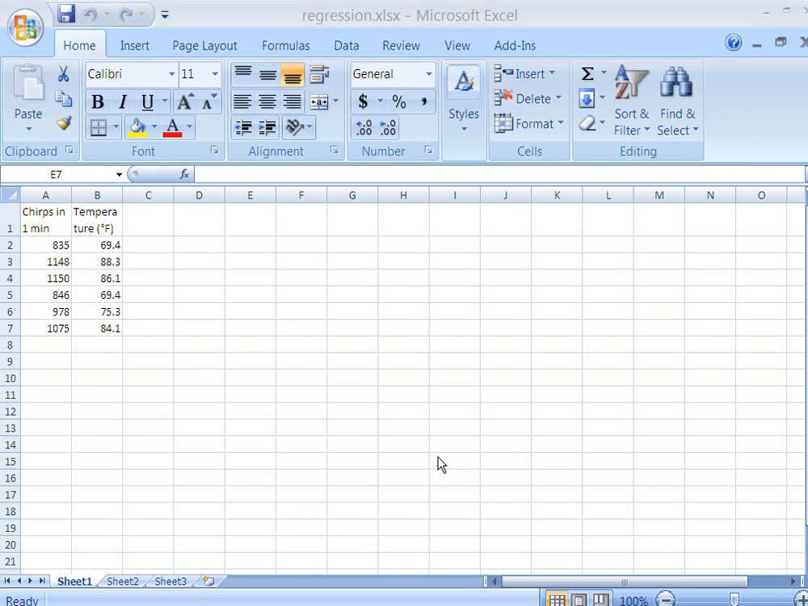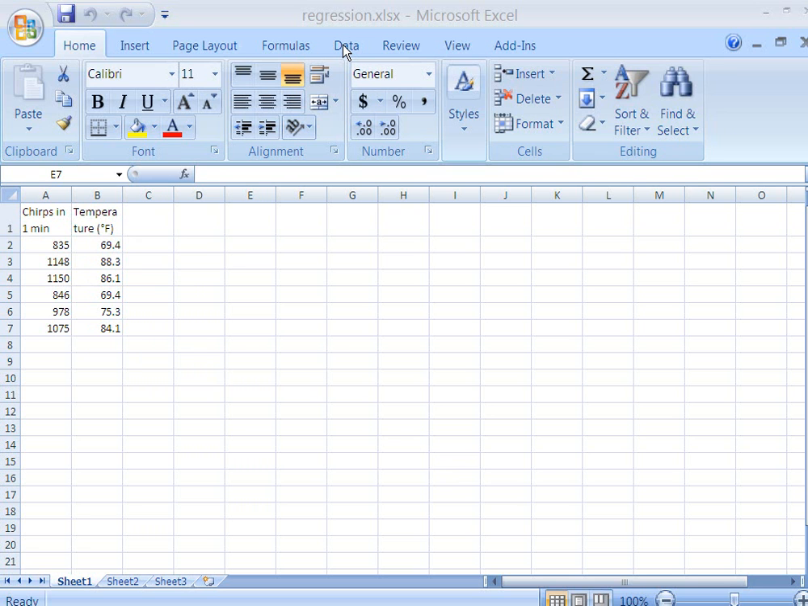Hi, this video will demonstrate how to do regression in Excel. So the first thing you want to enter is your data. So here I have chirps per minute versus temperature. Typically you'll enter your X variable first, followed by your Y. And then you're just going to use your Data Analysis ToolPak.